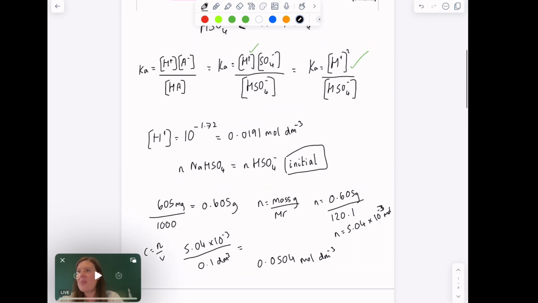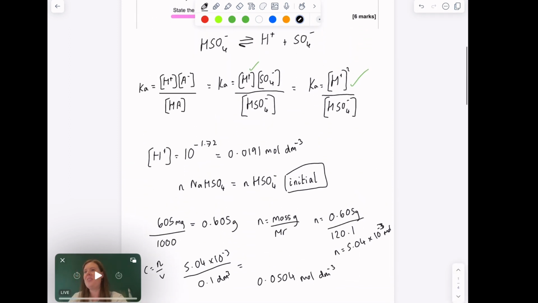Now, once we've got all of that, we can just plug it into the equation. Running out of space here, so let's do it over here. So for my hydrogen ions, we got it as 0.0191. Don't forget to square it. And then in order to work out our hydrogen sulfate ions, we've got to remember that the value we worked out was what it was initially. At equilibrium, we've got to adjust that slightly.